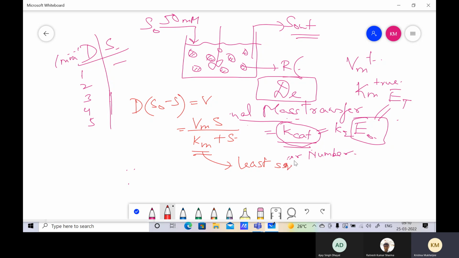If I have one data point, then I can write, for example, 1 into (50 minus S), and suppose this is at 1, suppose this is 20. And suppose at higher dilution rates, outlet concentration, will it be higher or lower? Sir, I think it will be lower.